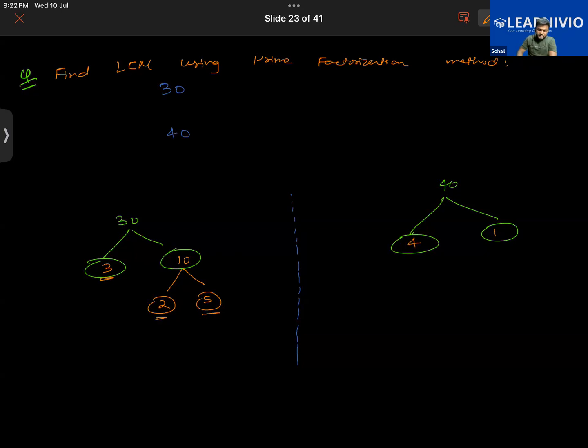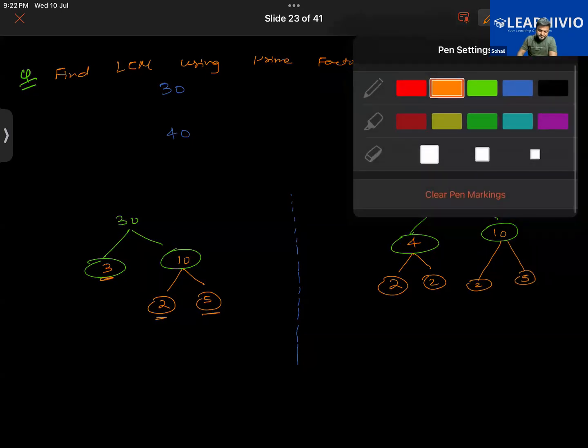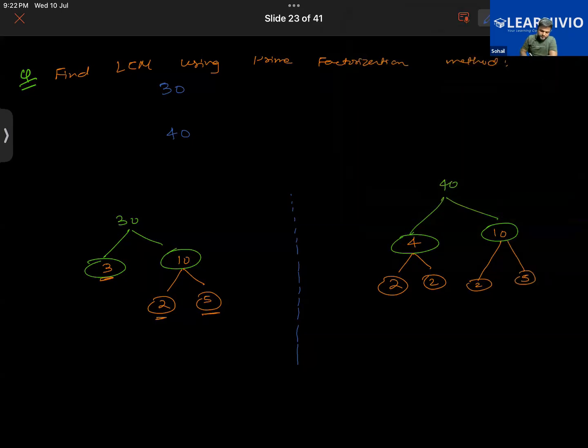40 can be written as 4 times 10. 4 can be written as 2 times 2, okay? 10 can be written as 2 times 5. All right. Now write down the factorization of 30 first of all. That is 3 times 2 times 5, okay? Then write down the prime factorization of 40 also. That is 2 times 2 times 2 times 5.